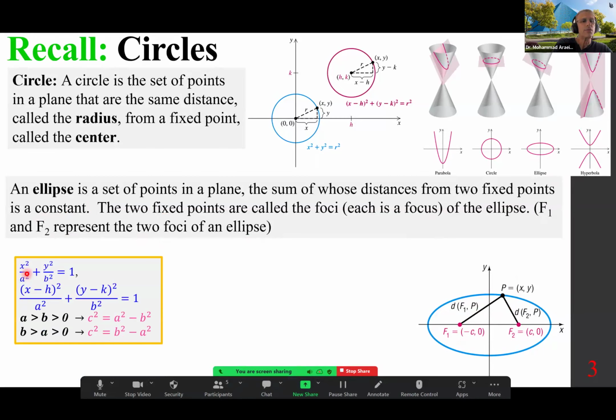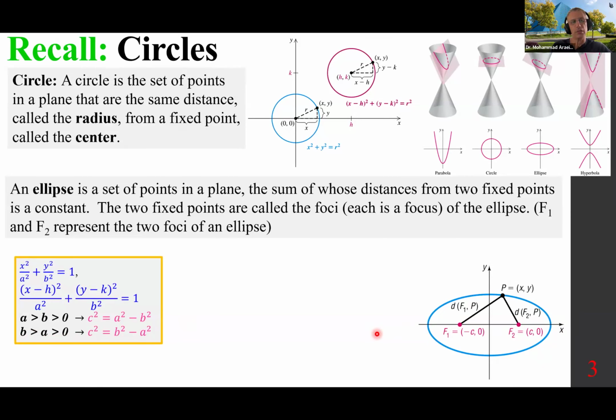The equations are as follows: x squared over a squared plus y squared over b squared equals 1. X minus h squared over a squared plus y minus k squared over b squared equals 1. If a is larger than b, then c squared is a squared minus b squared, and if b is larger than a, c squared is b squared minus a squared. In other words, if it's elongated along the x-axis, then a is larger than b. If it's elongated along the y-axis, b is larger than a. a, b, c follow the Pythagorean theorem, and it depends on whether a is larger or b is larger.